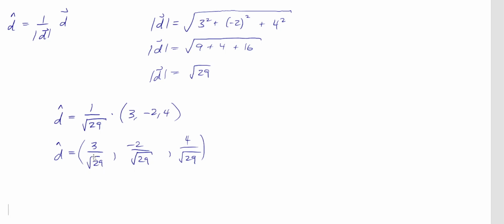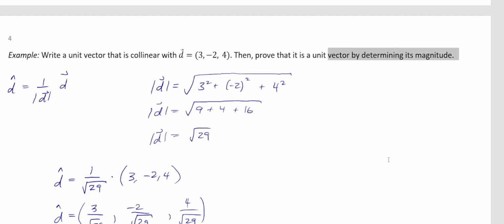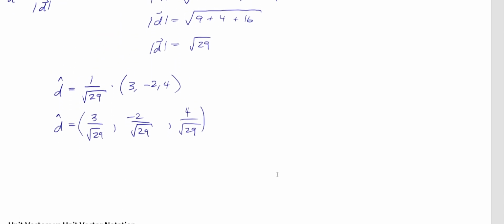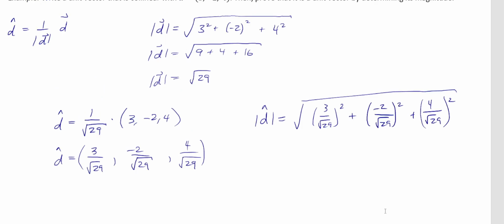We have to verify that it is in fact a unit vector, so we're going to check its magnitude. It says determine its magnitude right there. If we want to find the magnitude of this vector, we use the same formula we used for the other vector. So there it is: the square root of 3 over root 29 squared plus negative 2 over root 29 squared plus 4 over root 29 squared.